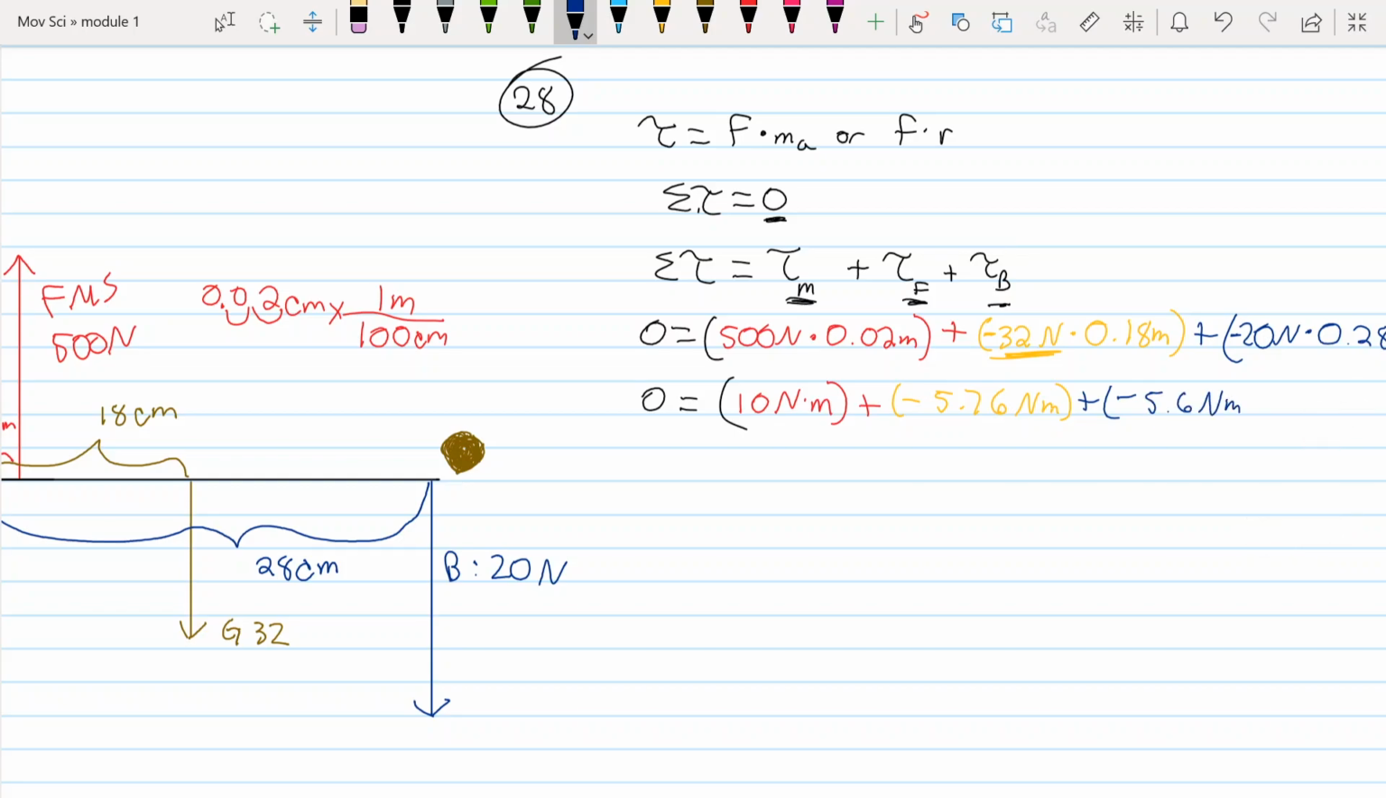5.6 Newton meters. Okay, so if you calculate that out, you know that it's going to be a negative because these two add up to more than 10. So you've got 10 minus 5.76 minus 5.6, which means that there is a negative 1.36 Newton meter torque. So if it's negative, that means that it is going in the clockwise direction, which means that the muscle is eccentric.